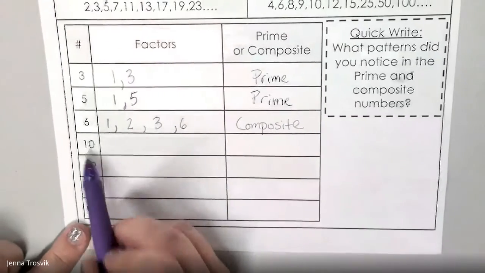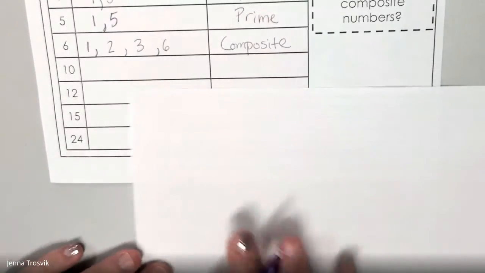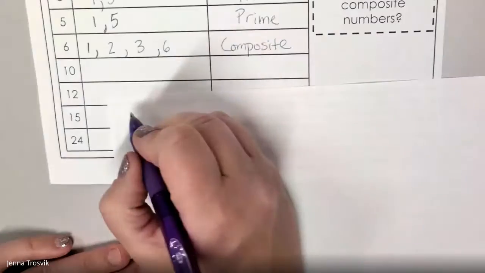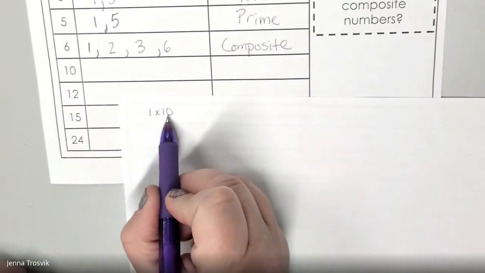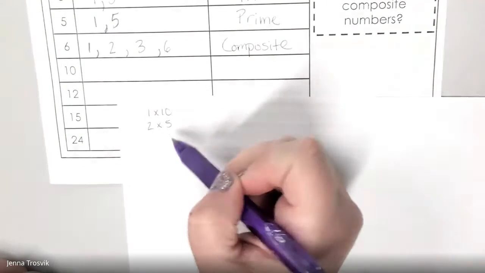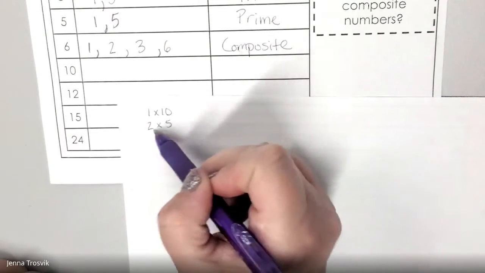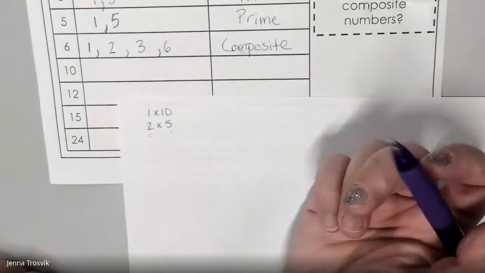All right, number 10. I'm going to do it a little bit differently so you can see it maybe easier this way. 1 times 10 is the obvious one. We know that 1 times 10 equals 10. 2 times 5, you all know. 5 times 2 as well. Remember, with multiplication, it doesn't matter which direction we go. 5 times 2 is the same as 2 times 5.